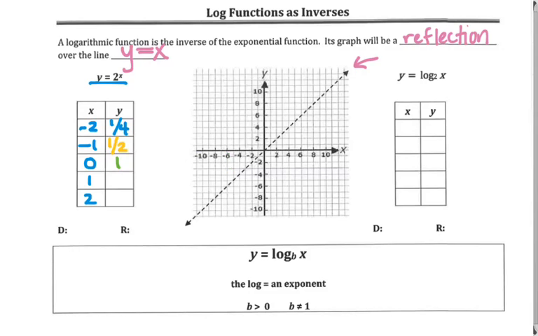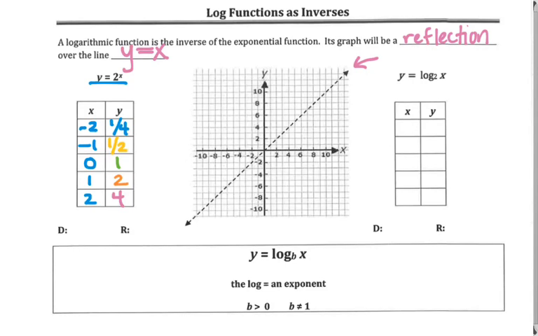Now for the easy ones. If I do y equals 2 to the first power, 2 to the first power is just a 2. And y equals 2 to the second power, or 2 squared, and that's a 4. So those are easier to evaluate because we've done them many times before. Now let's graph these ordered pairs.